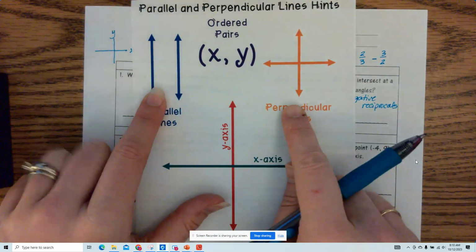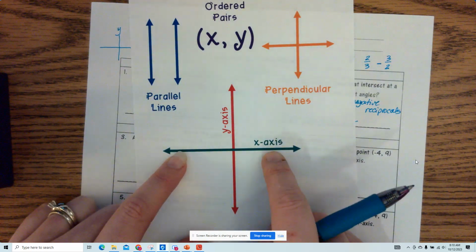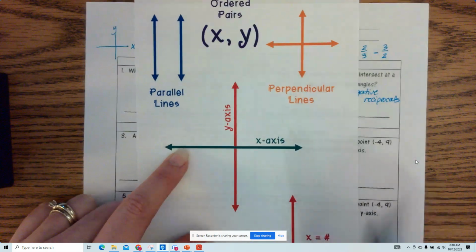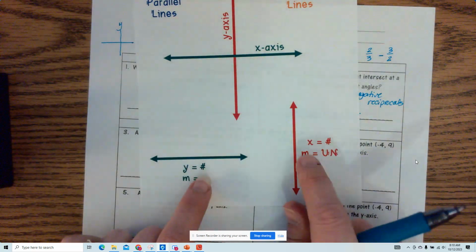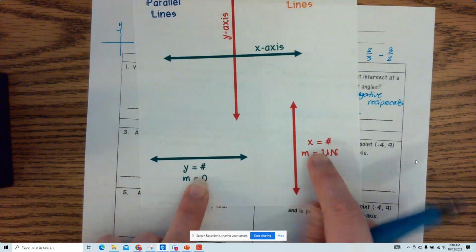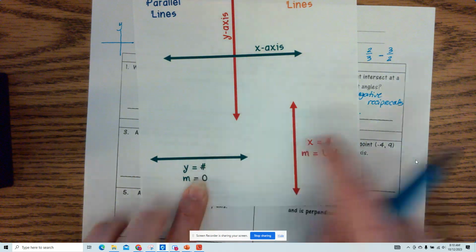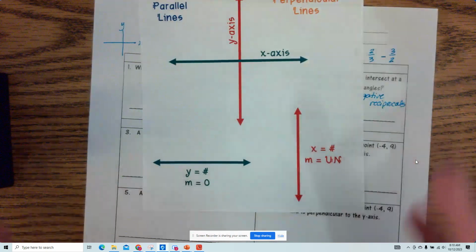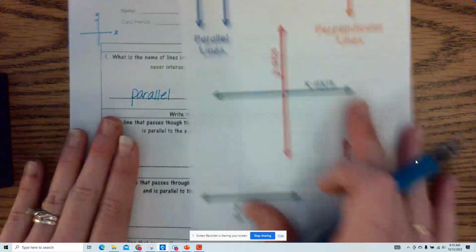So parallel and perpendicular lines. Here's your x-axis. If it's asking you if it's parallel, it's going to run the same direction. If it's perpendicular, it's going to run the opposite direction. But down here, it also gives you the templates for the equation. So if your line is horizontal, it's going to be y equals a number. If your line is vertical, it's going to be x equals a number. So this just makes it really easy to put all these pieces together.